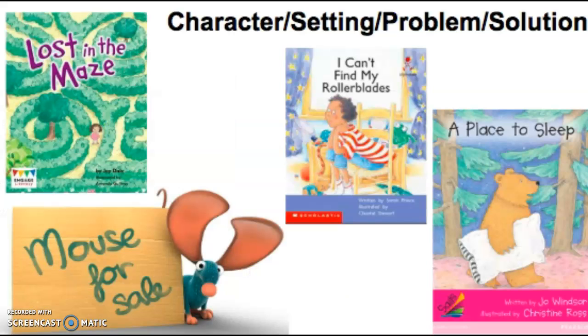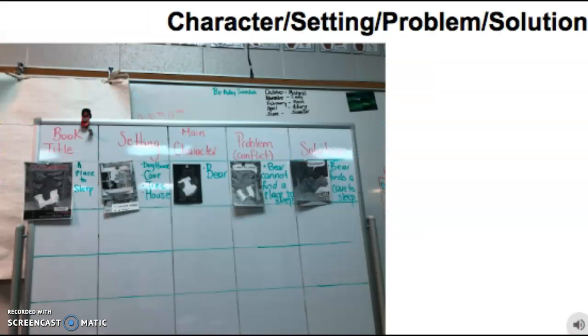I used 3 readers and 1 video, a small animated movie that had no audio, no words at all, and we used a large rolling whiteboard where I had a chart of the setting, main character, problem, and solution, and every day we did a new book or the movie, and we picked it apart and tried to identify all the different elements.